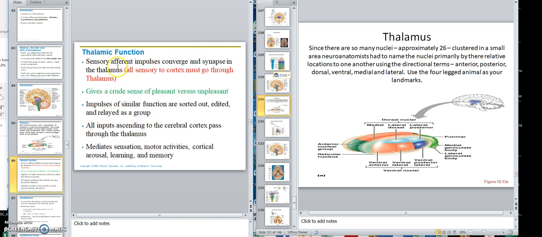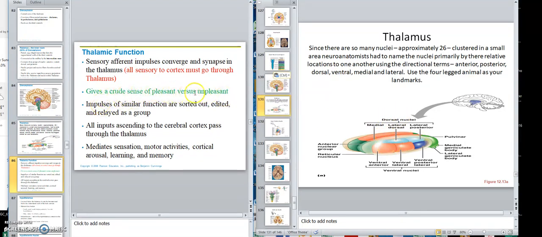Okay? The thalamic function: sensory afferent impulses converge. Remember this. Think about it. The spinothalamic tract, anterior and lateral spinothalamic. All sensory to cortex must go through the thalamus. So the thalamus is kind of like the vice president. You don't speak to the president till you speak to the vice president, or really the chief of staff. I shouldn't say vice president. Chief of staff, and then you go, okay.